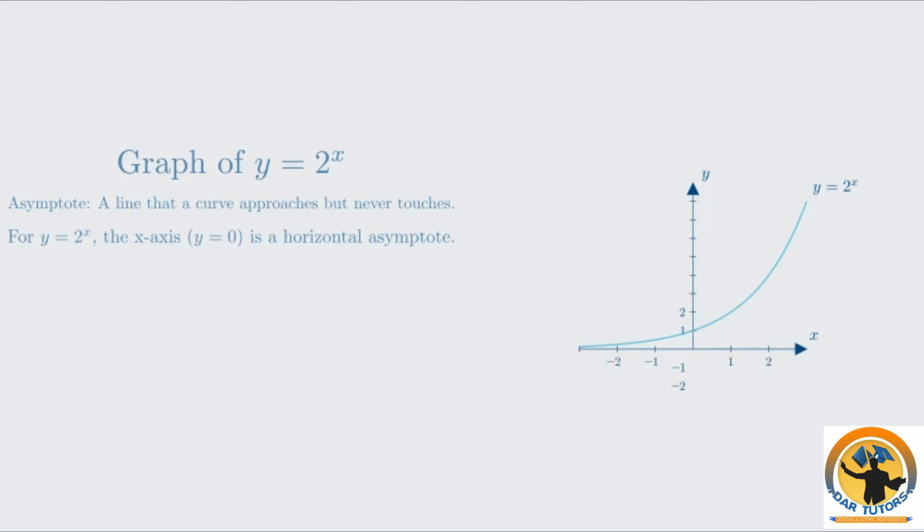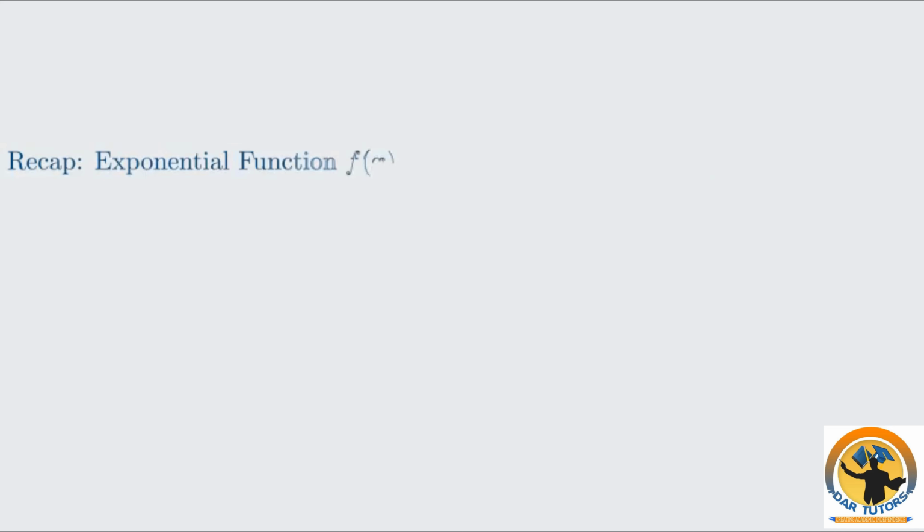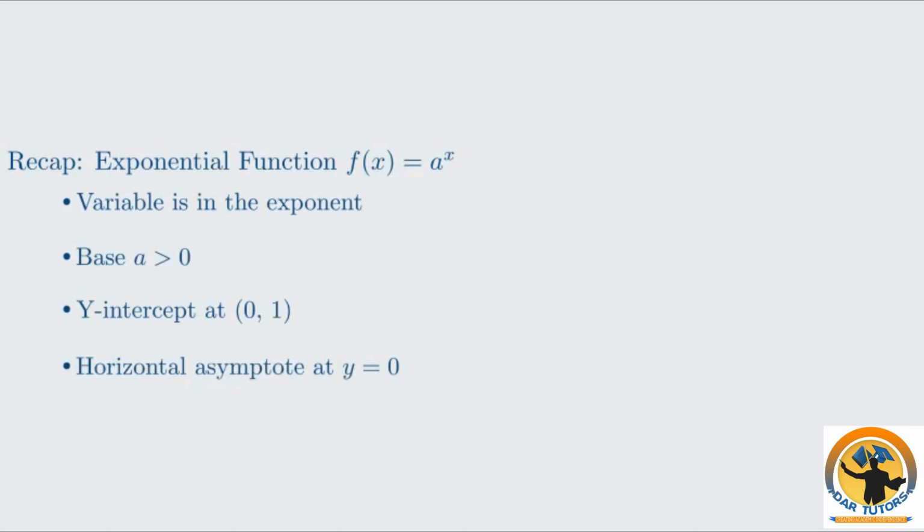So to recap, we've defined an exponential function as one where the variable is in the exponent, established that the base must be positive, and identified the key features of its graph: a y-intercept at (0, 1), and a horizontal asymptote at y equals 0.